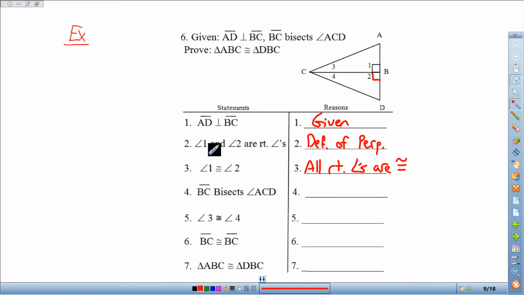Okay, so moving on, we have some more given information. We have segment BC bisecting an angle. All right, so there's our next statement. Why do we know that? It's been given to us.